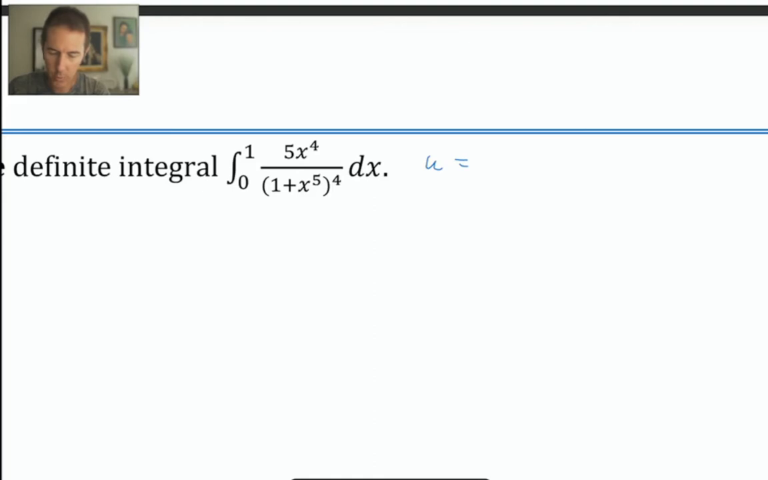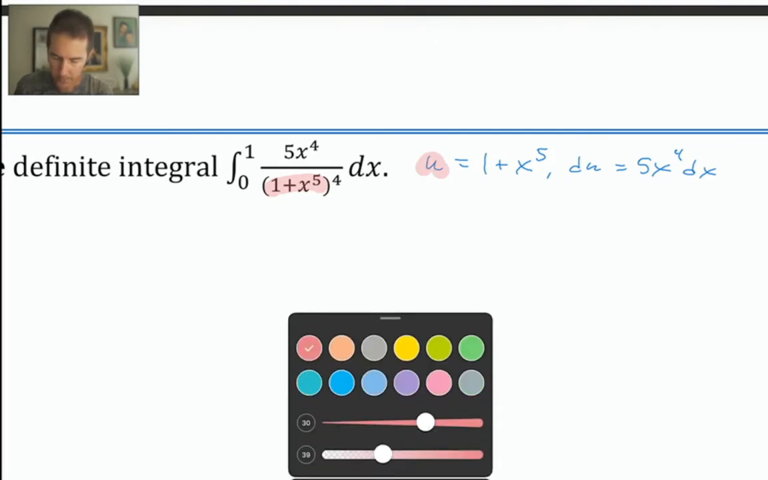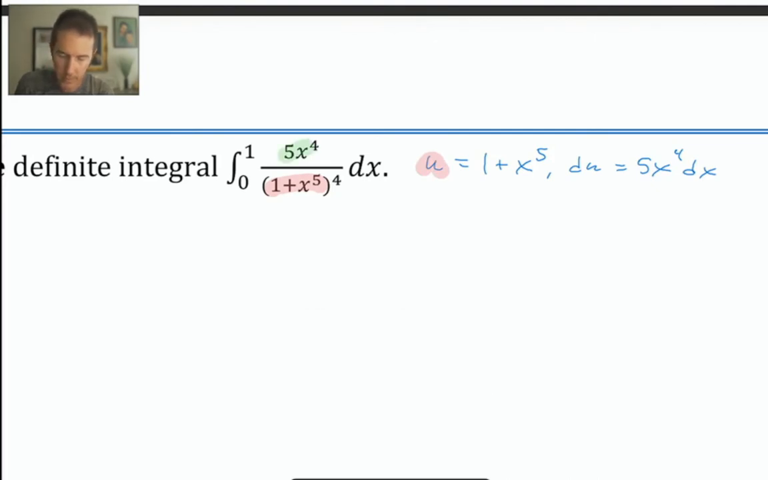I'm going to let u equal 1 plus x to the 5th power. Therefore, du is equal to 5x to the 4 dx. My substitution is going to occur here. I'm going to replace that stuff with a u. And this, with the dx, is going to get replaced by du. So let's rewrite our original expression.